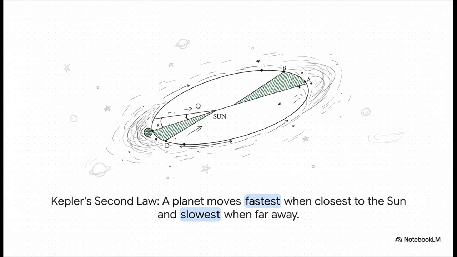Kepler's second law is all about a planet's speed. Now, the official definition sounds a bit tricky, but what it boils down to is this. A planet speeds up as it gets closer to the sun and slows down as it gets farther away. That's it. This is why planets travel fastest when they're at their closest point, the perihelion, and slowest when they're at their farthest point, the aphelion.